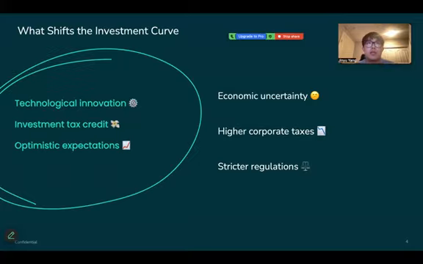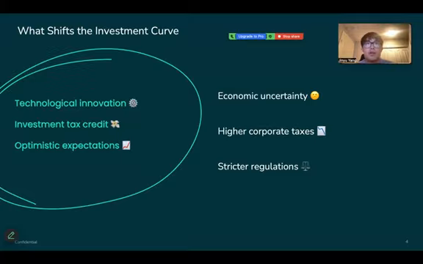Now, let's see what causes the investment curve to shift. The curve shifts whenever firms' willingness to invest changes at a given interest rate. On the left side, we see factors that shift the curve to the right, meaning more investment at every rate. Technological innovation improves productivity and raises expected returns. Investment tax credits or subsidies reduce the cost of investment, and optimistic expectations about the economy encourage firms to expand. On the right side, we have factors that shift the curve to the left.